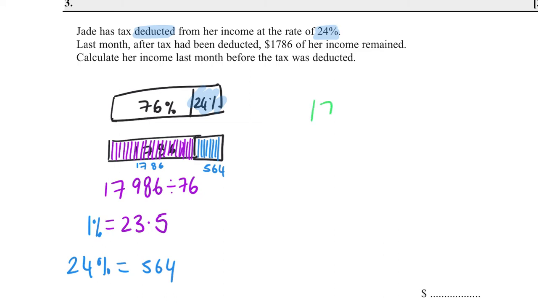So now I've got 1786 plus 564. What does that equal? Should equal 2,350. Because another way we could have done it, if we know what 1% is, how do we find 100%? We would just multiply this by 100, absolutely. So this is her total wage before tax.